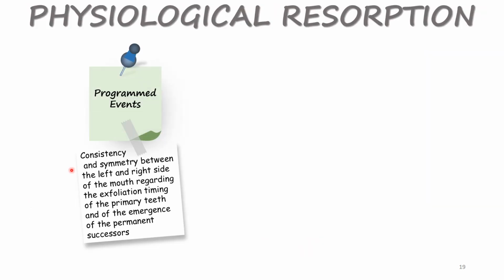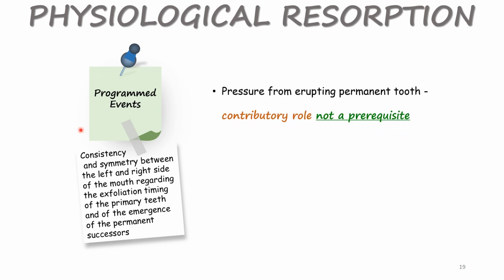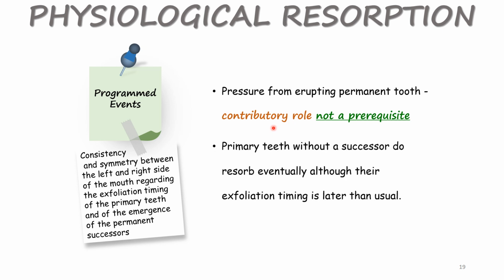The consistency and symmetry between the right and left sides of the mouth regarding the exfoliation timing of the primary teeth and the emergence of their permanent successors are indeed fascinating. This suggests that the shedding of these primary teeth as well as the eruption of the permanent teeth are coupled events which could be programmed. The pressure from the erupting permanent tooth is believed to play a contributory role in setting off the resorption, but the presence of a permanent successor is not a prerequisite for this process to occur. The primary teeth without a successor do resorb eventually, although their exfoliation timing is a little later than usual.